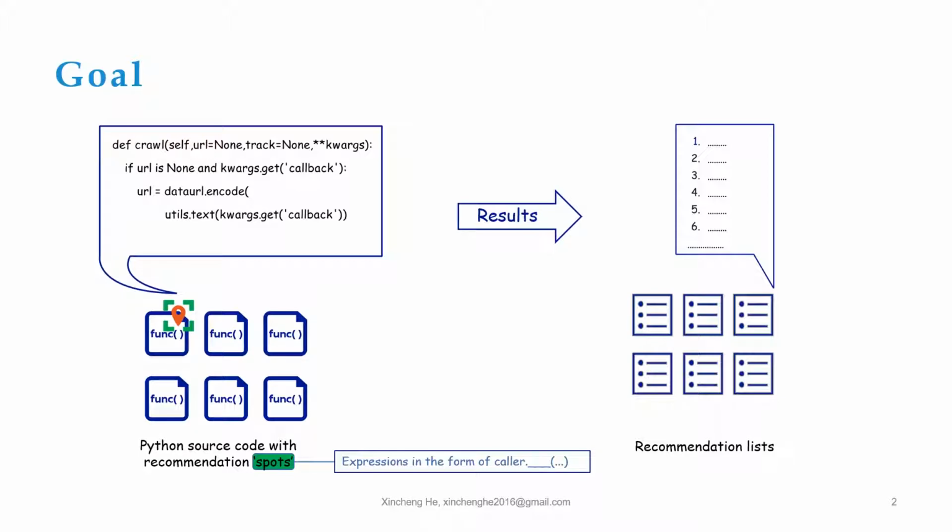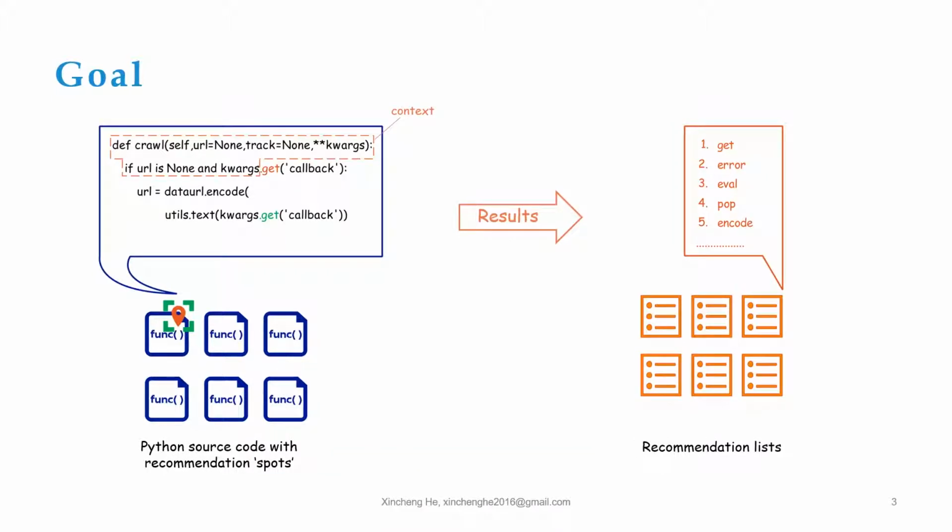PyART provides a list of Python APIs in real time for a given recommendation spot. Here, a spot means a recommendation point in the form of caller.api. In Python, it means invoking a method of object caller. For each point, only the context before the recommendation point is given to simulate real-time scenarios. In our example, assume the developer is about to invoke the get method. Given the preceding context as shown in the shaded box, PyART recommends a list of functions on the right.